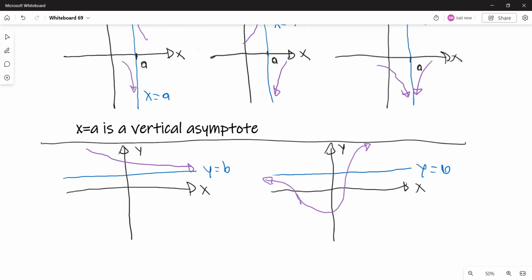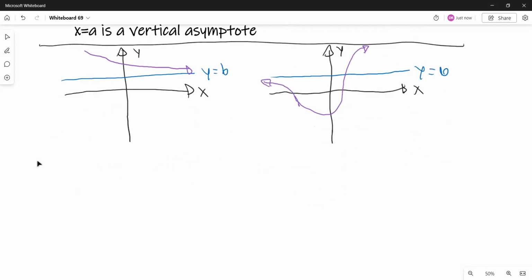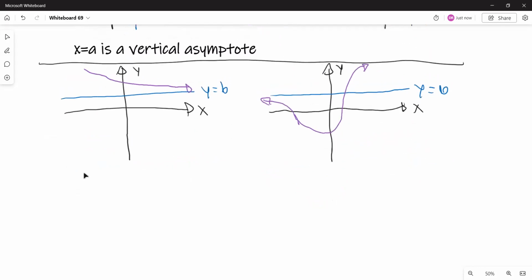So the next question is how to find the asymptotes. Okay, so I'm going to copy this box by parts. In the last two graphs, the line y equals b is a horizontal asymptote.